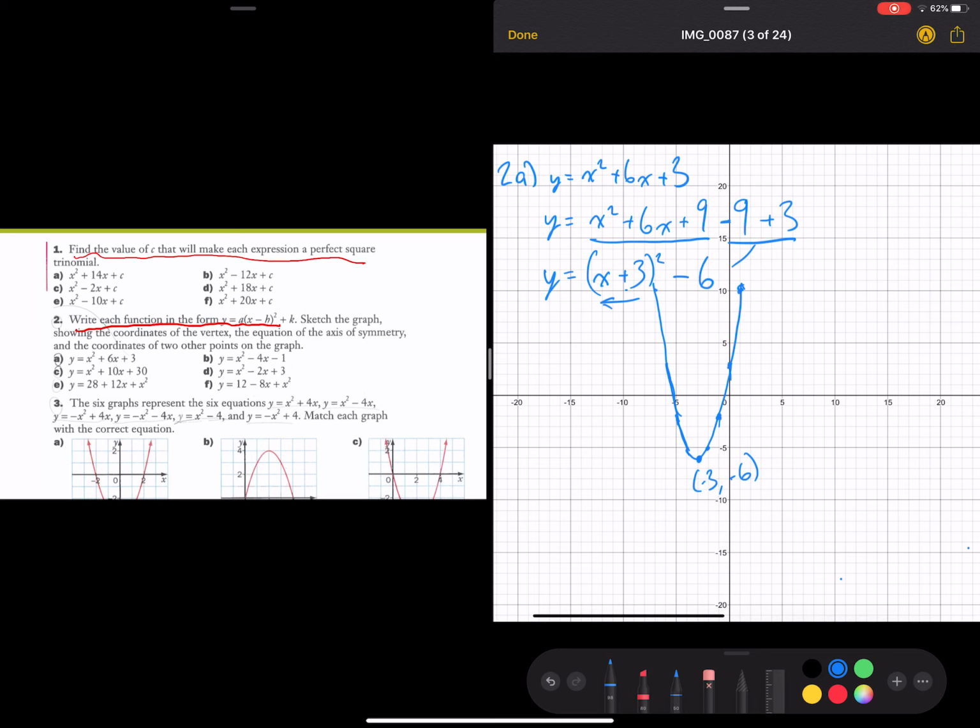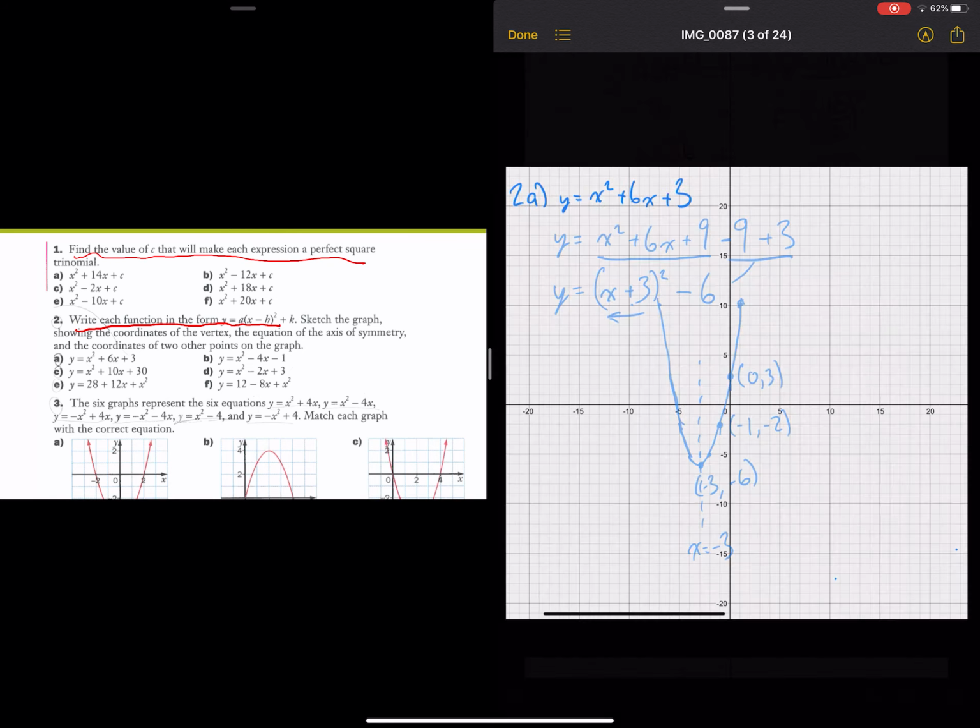Minus 3. What's this point? Let's just draw this point. It's easier. That point is 0, 3. What other point can I draw? I know this point. That's minus 1, minus 2. Done. Oh, and our axis of symmetry. That's just equal to x equals minus 3. Make sense? All right, let's do another question.